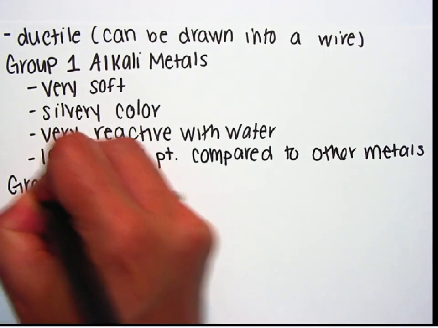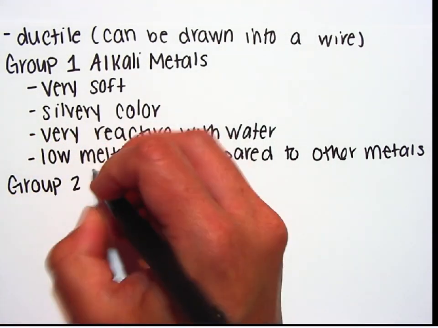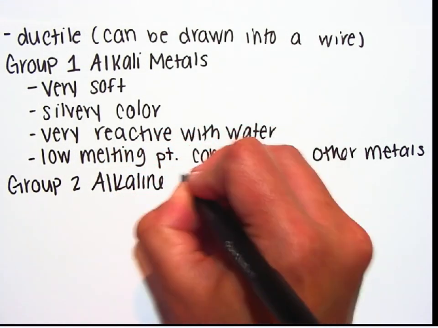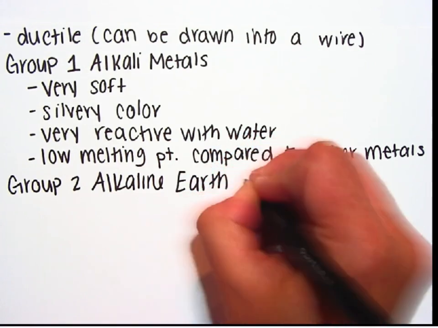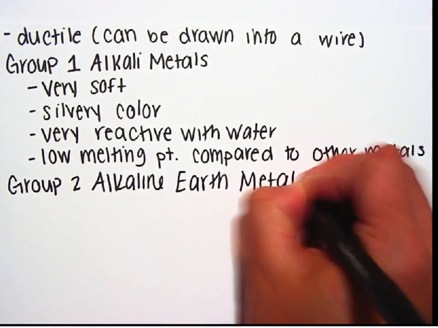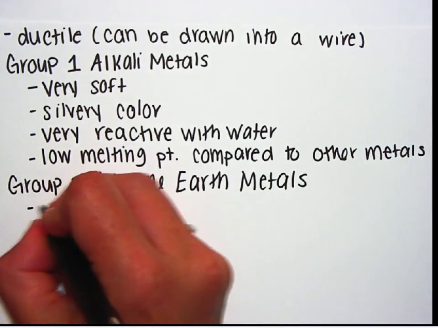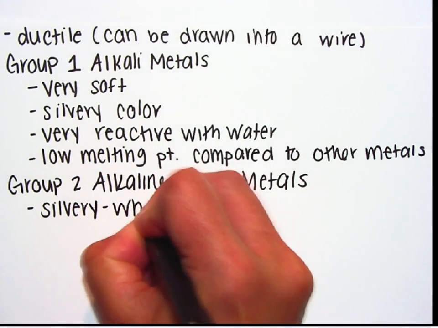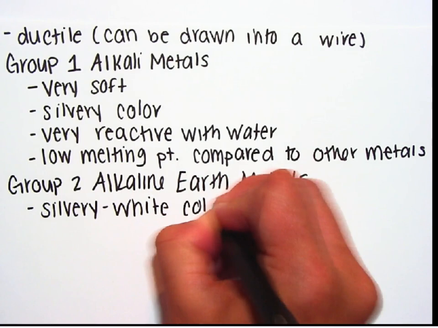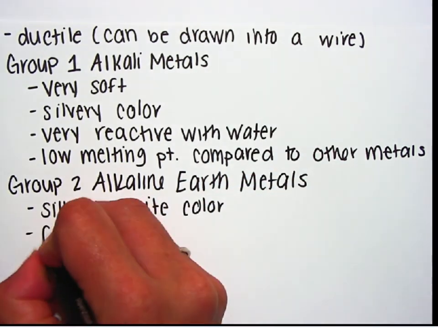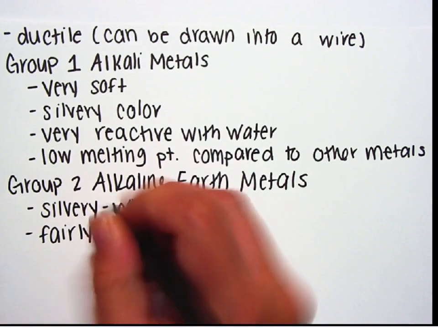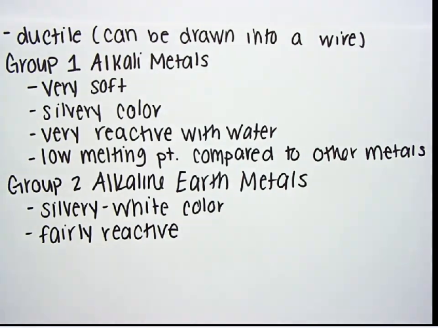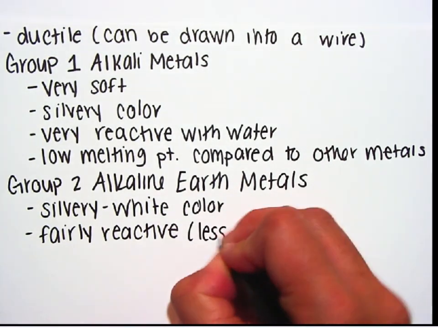So how do the group 2 metals differ? These are still going to be silvery, but maybe more of like a silvery white color. Fairly reactive, but less reactive than group 1.